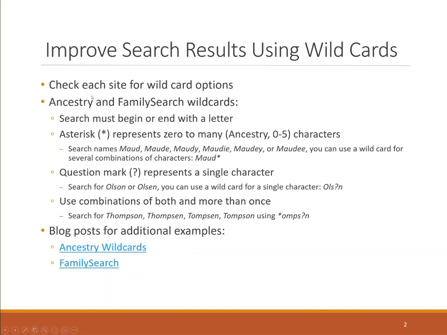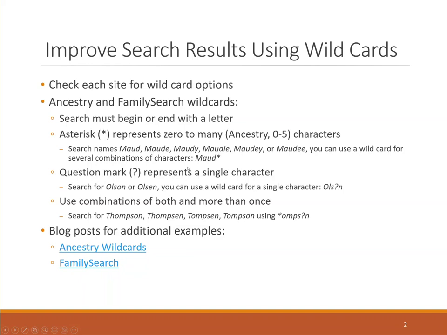So if we look at this in both Ancestry and FamilySearch, what you can use is an asterisk, and when you put an asterisk in a name, it represents 0 to many characters. And here's some examples. If I type in mod asterisk, that could represent just mod, or a mod with an E or a Y or IE or EY or EE. All these different variations that could come from mod.